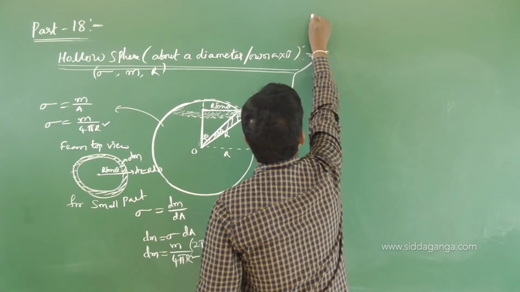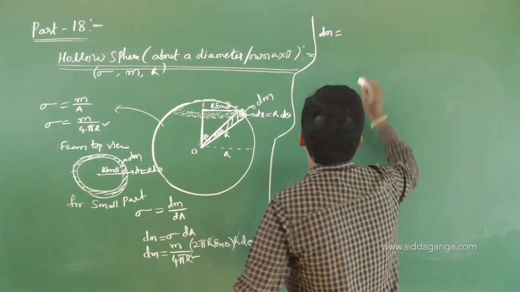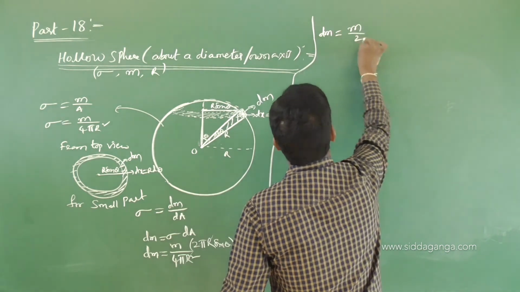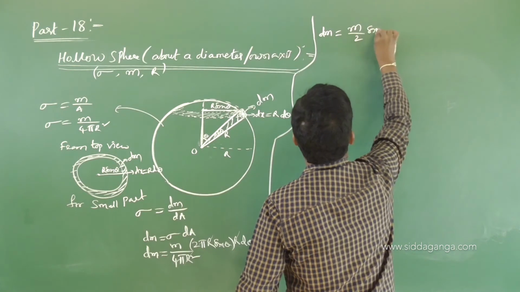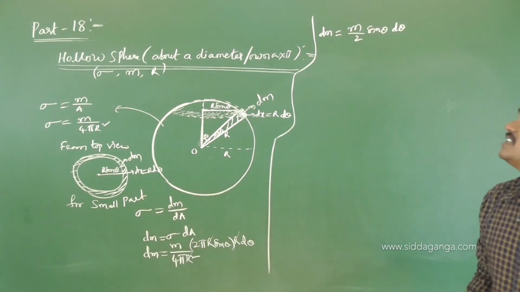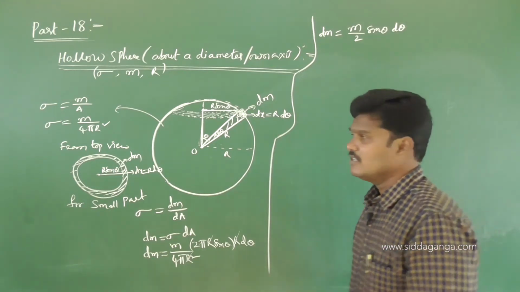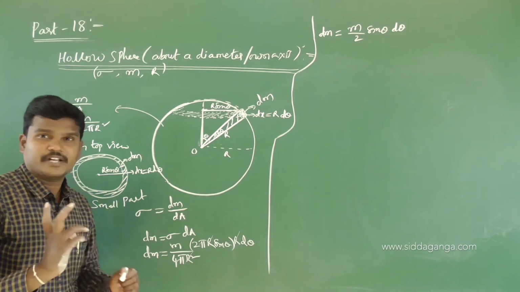So how much did I get for dm? dm is equal to m by 2 sin theta d theta. Check it once, check the calculations. M by 2 sin theta d theta, otherwise you will get a wrong answer. So m by 2 sin theta d theta. I got dm.